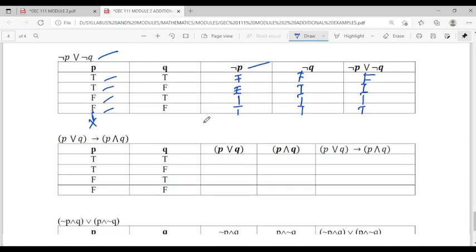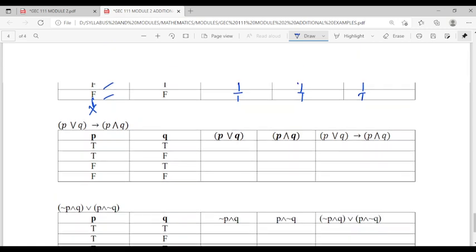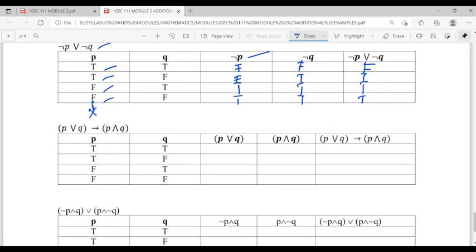Another example, we have this. So, to solve the disjunction of P and Q, so again, magpo-false lang siya if they are both false in the statement. So, this will come out with true until false.